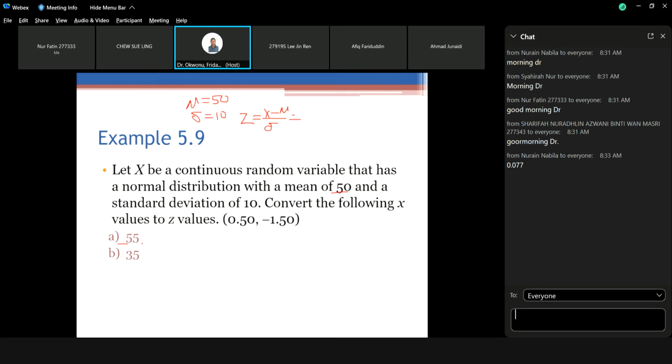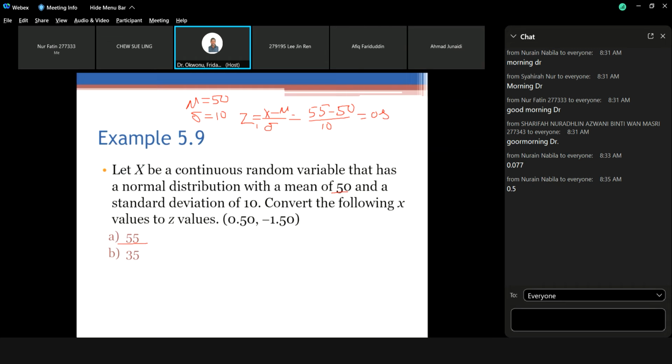So here, say convert the following X values to Z. So this is the first X value. So your first X is 55. So you have 55. X is Z1, 55 minus 50 all over 10. What is your Z value? 0.5.